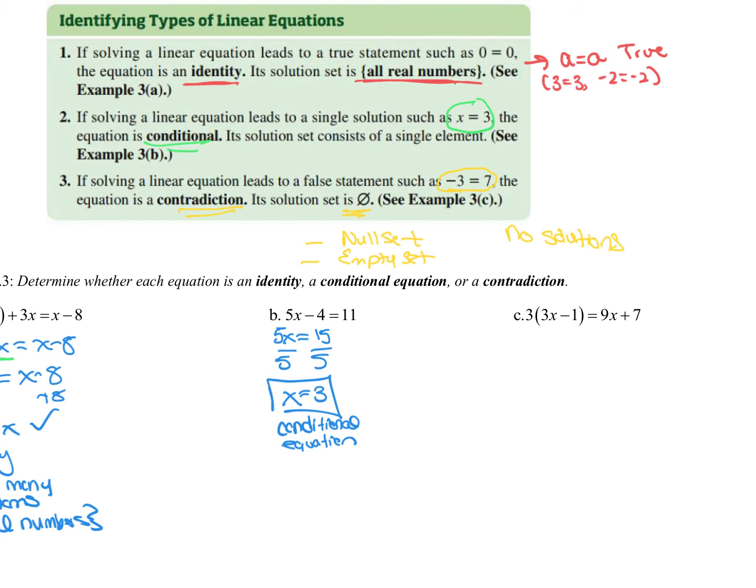So let's try. I distribute my 3 and I get 9x minus 3 equals 9x plus 7. I'm going to subtract the 9x from both sides, so I get negative 3 equals 7. This is not true. It never happens, so this is a contradiction. And the solution is the empty set, or the null set.